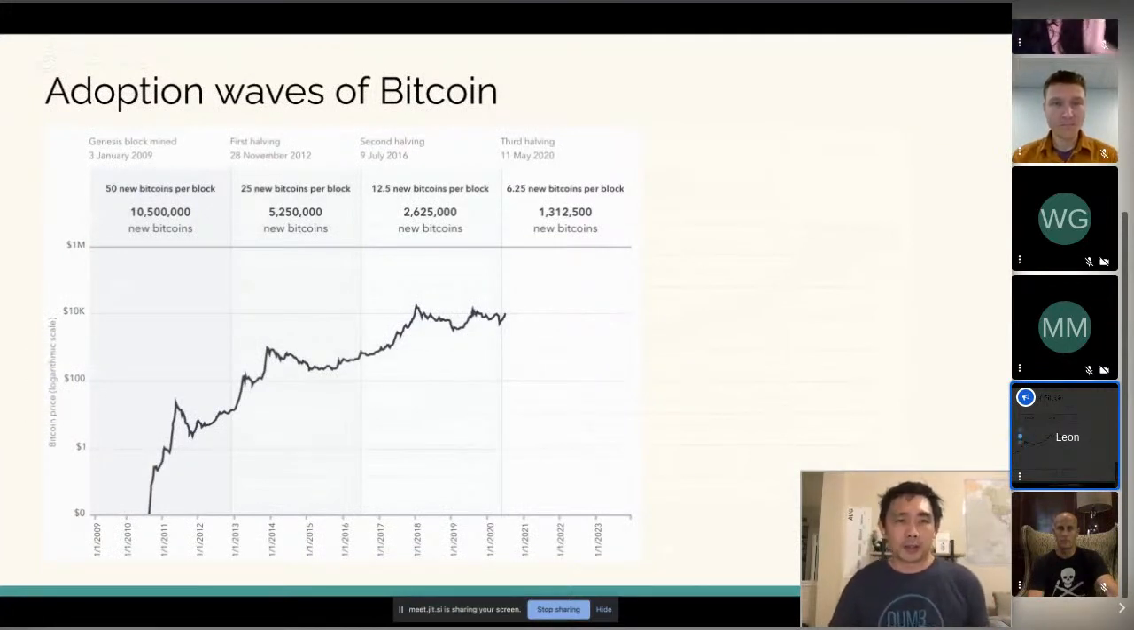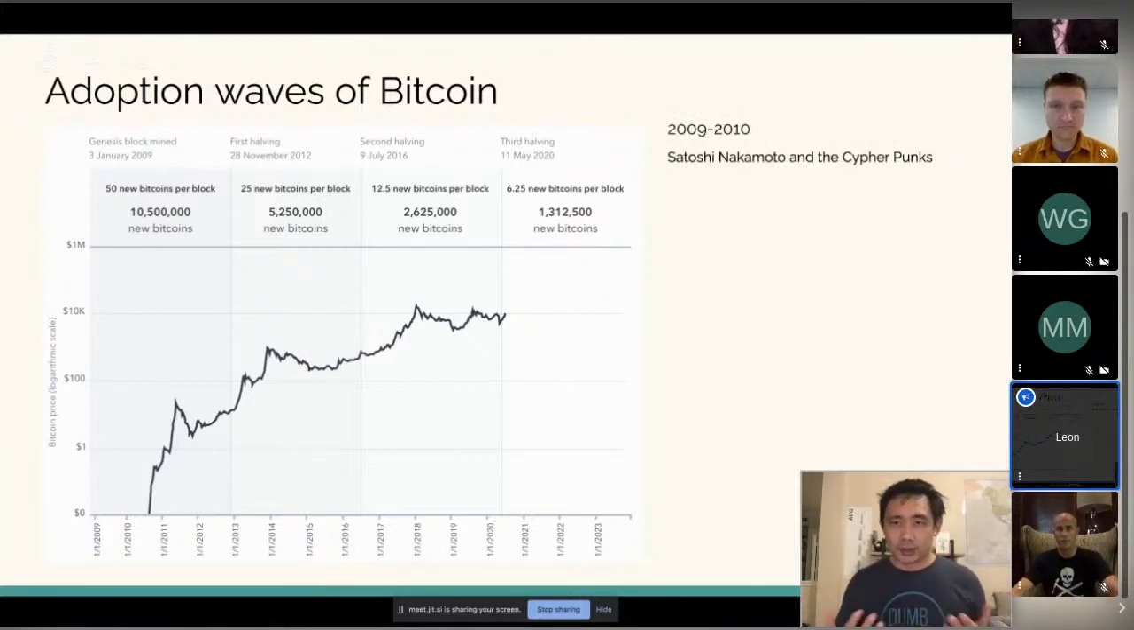So now let's talk a little bit about adoption waves in Bitcoin. So here's the logarithmic graph of Bitcoin for the last 10 years since its inception in 2009, and it didn't have a trading price until 2010. And it is the best performing asset of the last decade. So to put things in perspective, if you were to invest $100 in 2010, it would be 23 million today.